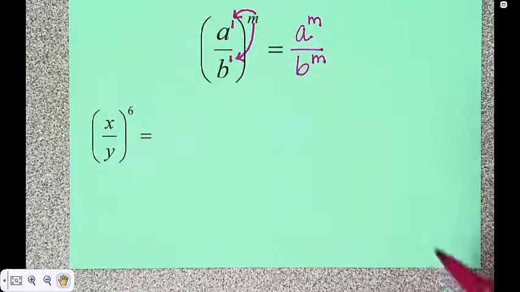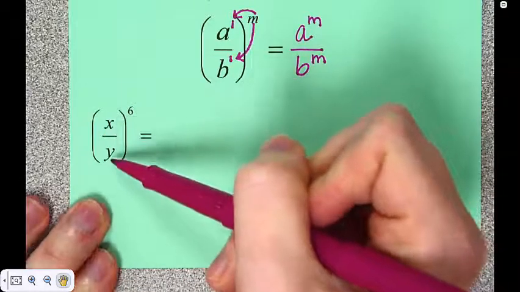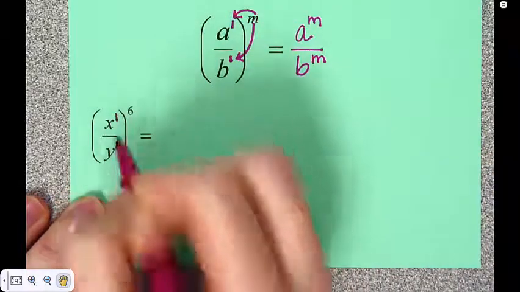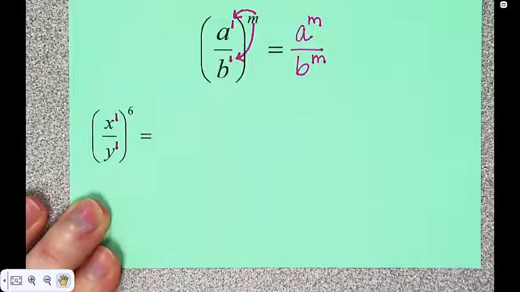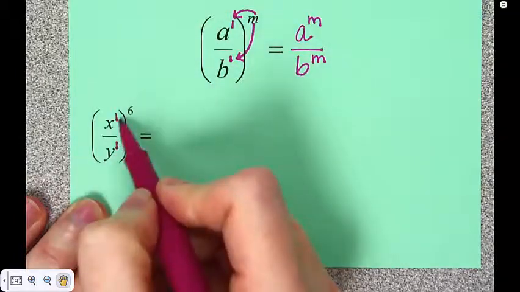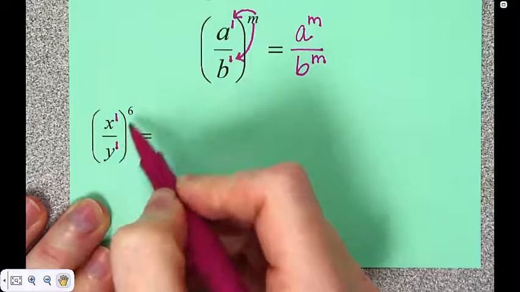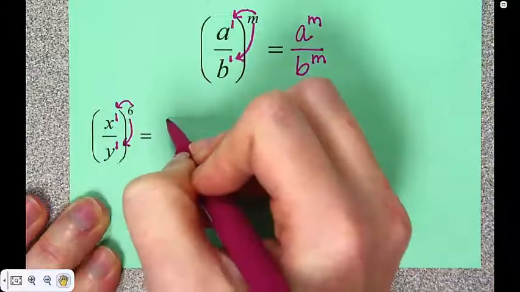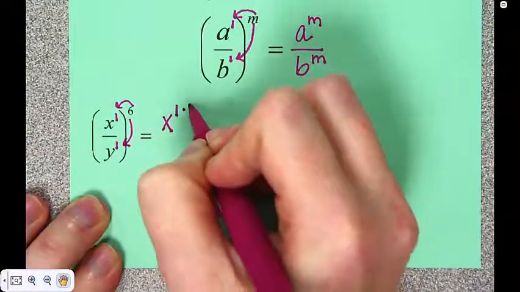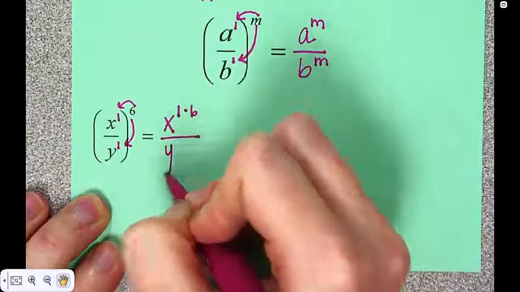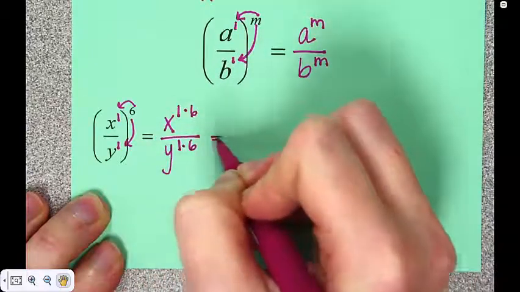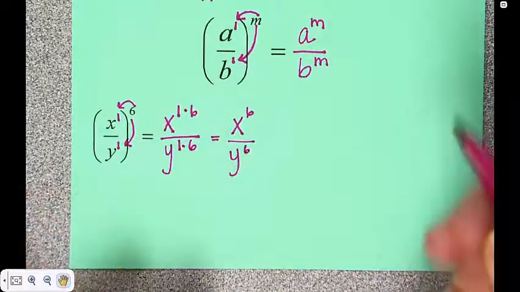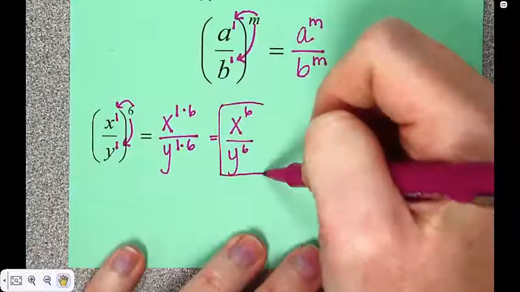Let's look at an example here. We have x divided by y raised to the 6th power. Remember, it's understood that there's a 1 there if there's no exponent written there. And so we're going to have a power to a power here and a power to a power here. So we distribute that 6 to both pieces. So we would have x to the 1 times 6 over y to the 1 times 6, and 1 times 6 is 6. So we have x to the 6th over y to the 6th. And that would be our answer.